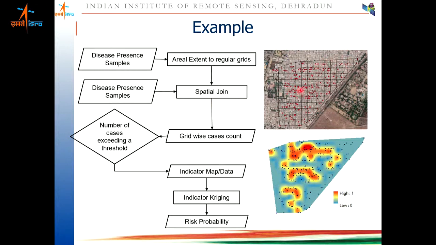In case of disease threshold, you decide what the critical value is. The critical value for some disease may be one patient within this cell, or the critical value may be more than 10 patients present in this area. That needs to be decided based on expert advice. Once you have indicator data, you can apply indicator kriging and you will get this kind of map.